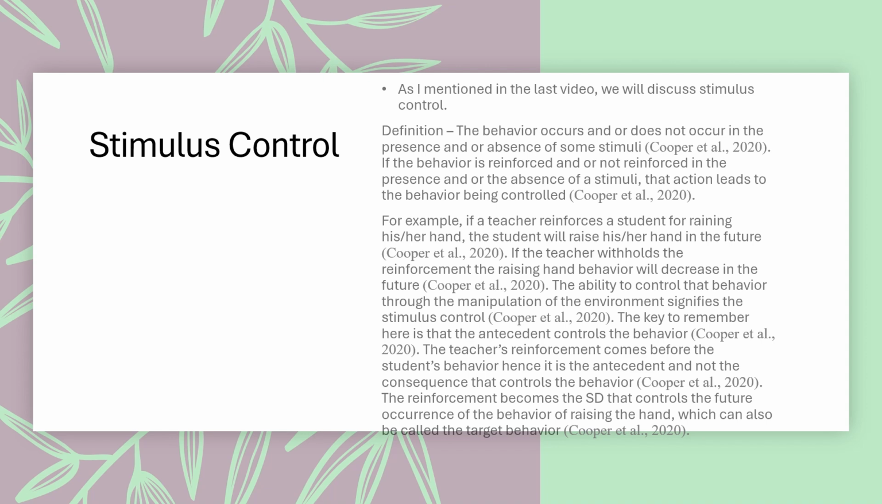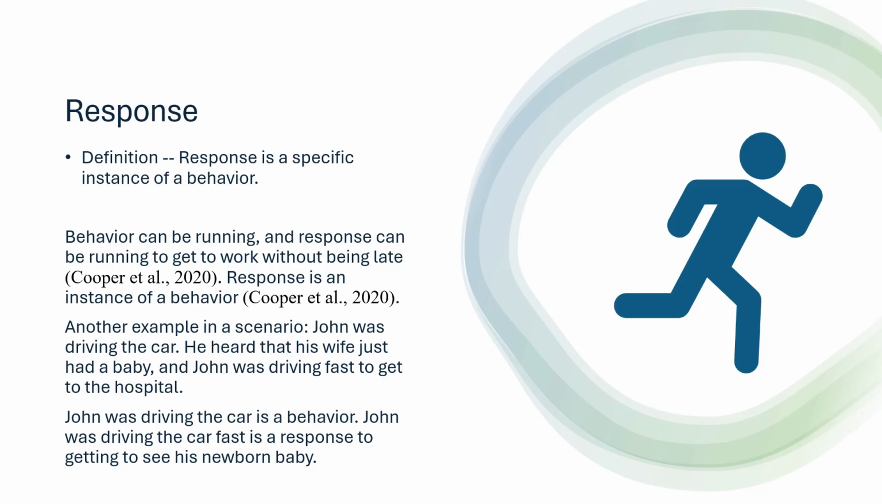The key to remember here is that the antecedent controls the behavior. The teacher's reinforcement comes before the student's behavior. Hence, it is the antecedent and not the consequence that controls the behavior. The reinforcement becomes the SD that controls the future occurrence of the behavior of raising the hand, which can also be called the target behavior.